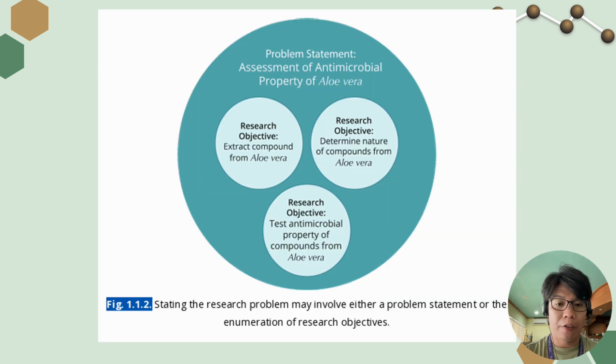So, this is an example of a problem statement. Assessment of antimicrobial property of aloe vera. And by that problem statement, you can unpack it through different objectives that are also connected to the problem statement. So from the problem statement, we have research objectives such as extract compound from aloe vera, determine nature of compounds from aloe vera, and test antimicrobial property of compounds from aloe vera.